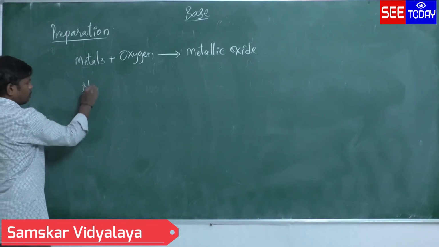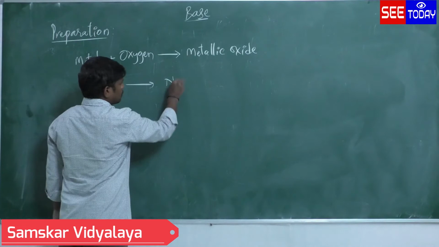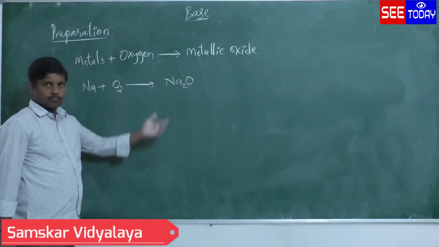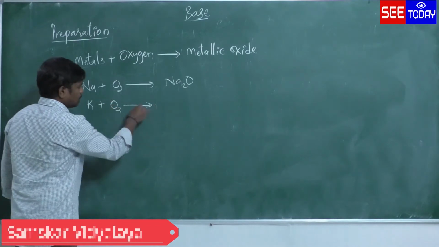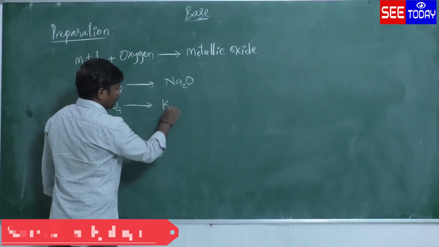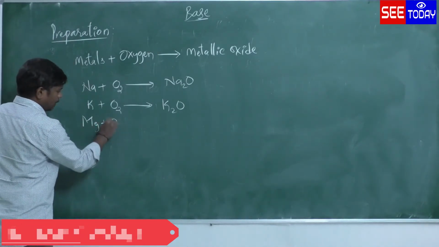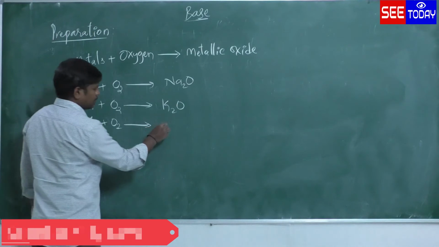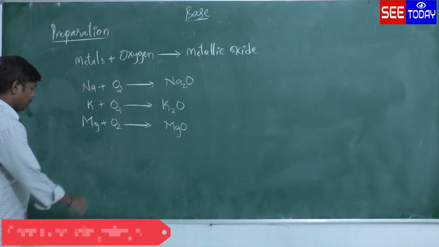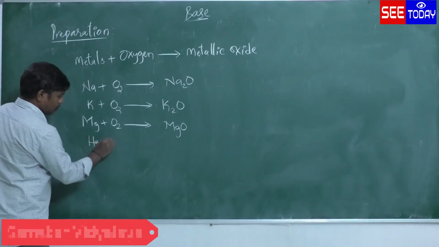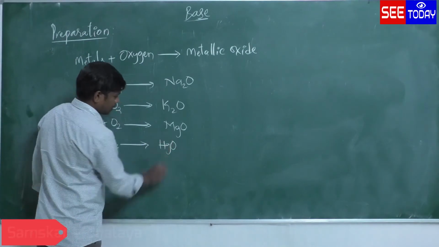If you burn sodium in the presence of oxygen, it automatically produces sodium oxide, a base. If you make potassium react with oxygen, it will form potassium oxide. If you take magnesium ribbon and burn it in the presence of oxygen, it will convert into magnesium oxide. If you allow mercury to react with oxygen, it will form mercuric oxide.